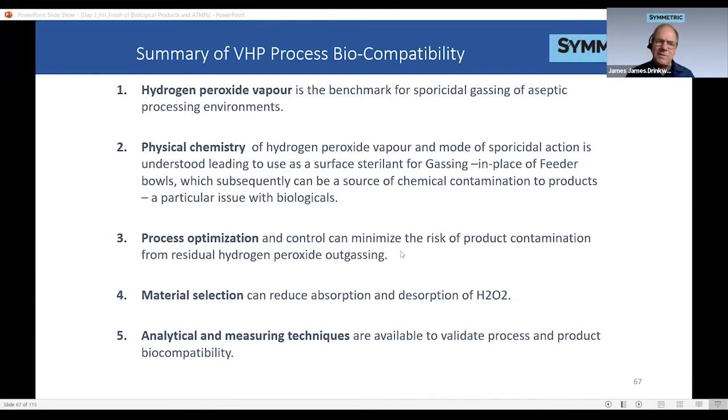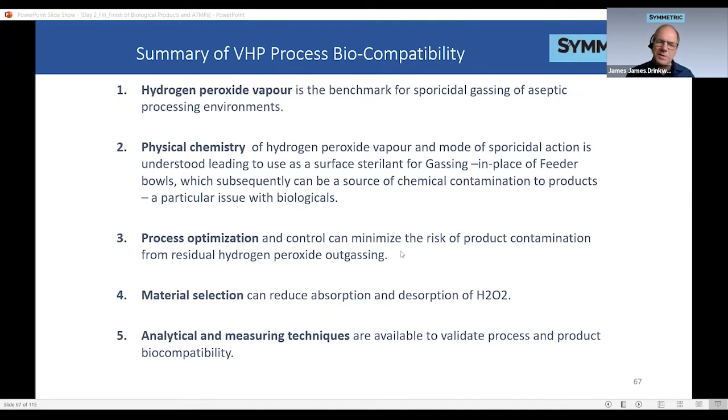so it's much easier contained. Hydrogen peroxide vapor has been used in hospital wards when the ward next door is occupied. Its safety profile is a lot higher, and that's why it's been used. The physical chemistry is well understood. It has this 6-log sporicidal capability, and there will be a question: is it good enough as a surface sterilant to sterilize feeder bowls? And we will talk about that in another session.